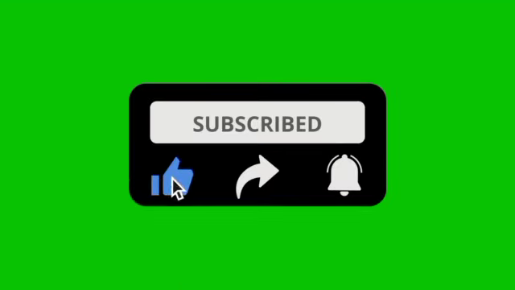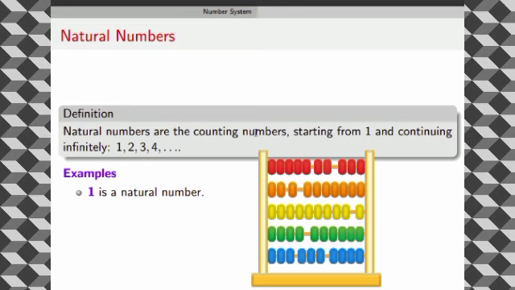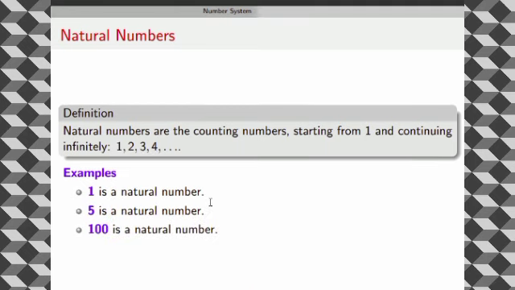Today we'll discuss the number system and its properties. Natural numbers, or the counting numbers, start from 1 and continue infinitely. These numbers we use in our daily life to count things. 1 is a natural number, 5 is a natural number, and 100 is a natural number.